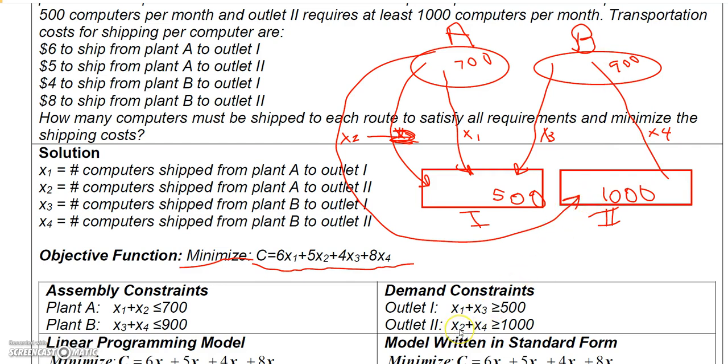So the number of computers coming from plant A to outlet 2 plus the number of computers coming from plant B to outlet 2, if I add those together, they've got to equal at least 1,000, because outlet 2 has to have at least 1,000 computers. So X2 plus X4 must be greater than or equal to 1,000.